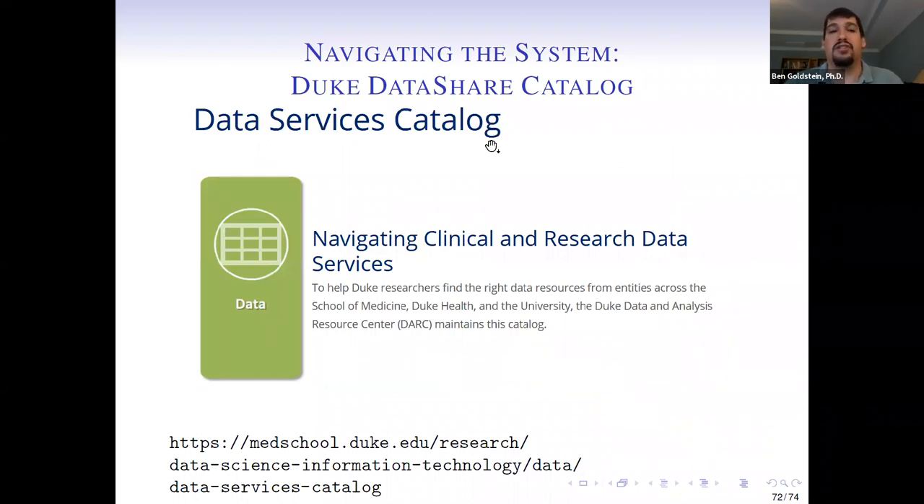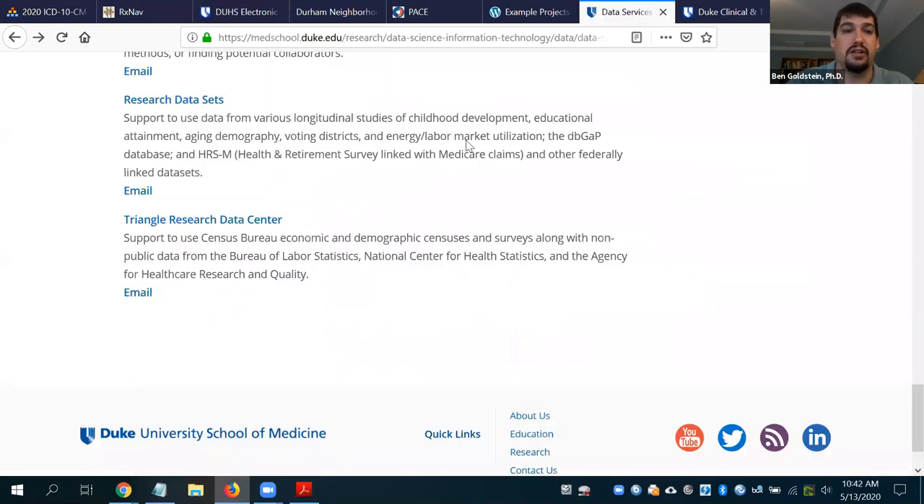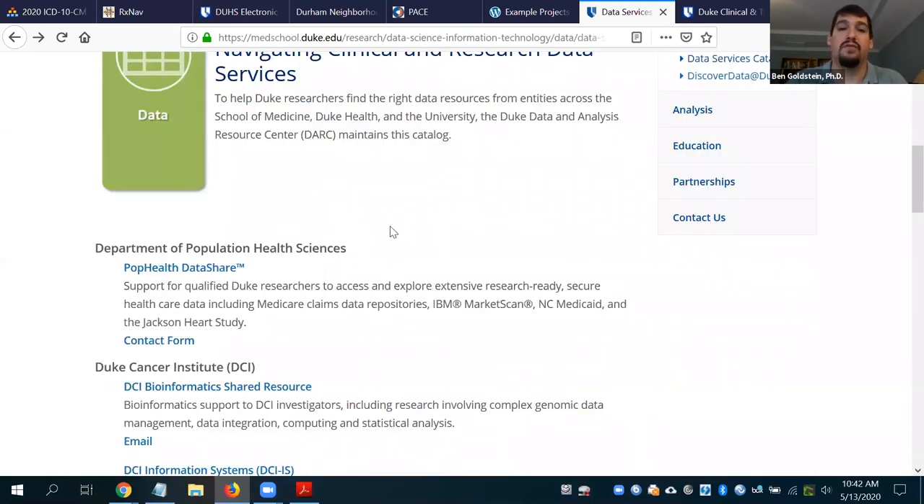So this is a lot of information. So the question often comes up, how do I navigate this? I encourage people to look at the data services catalog, which can help people navigate clinical services here at Duke. So this is the website for the data services catalog. It gives information on a whole host of data that are options here at Duke.